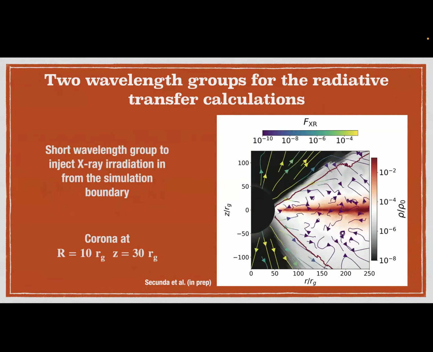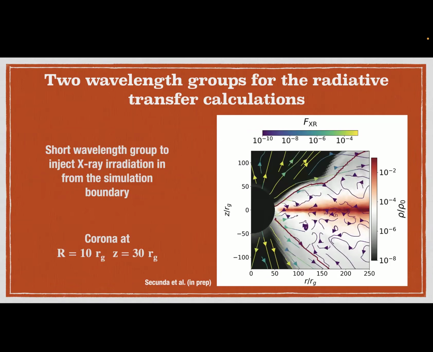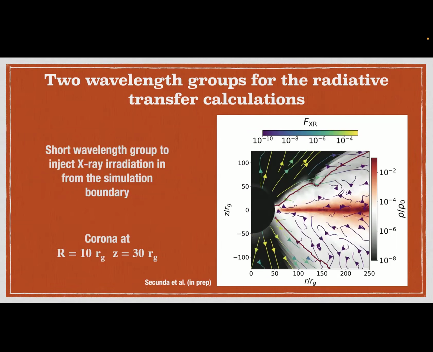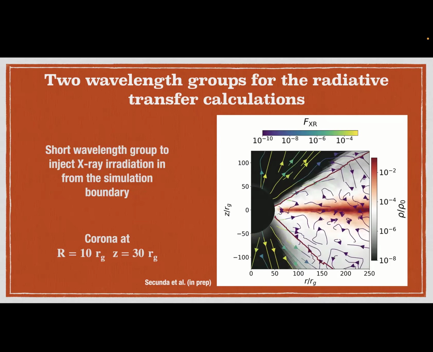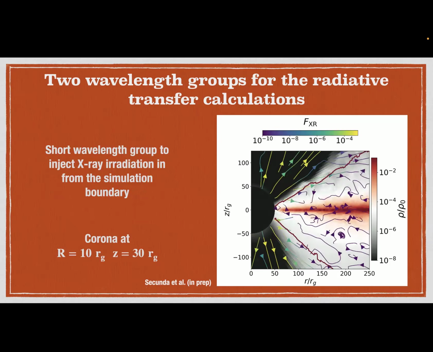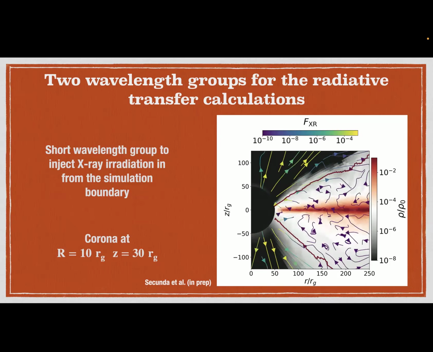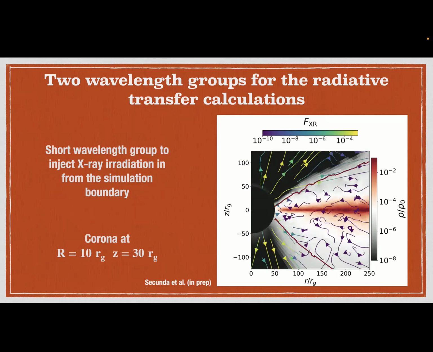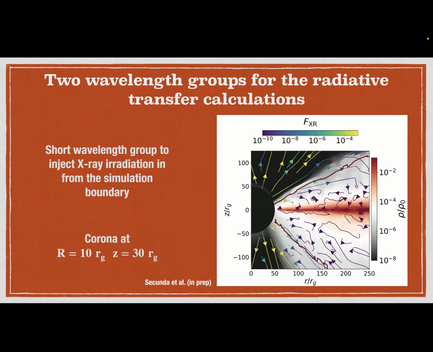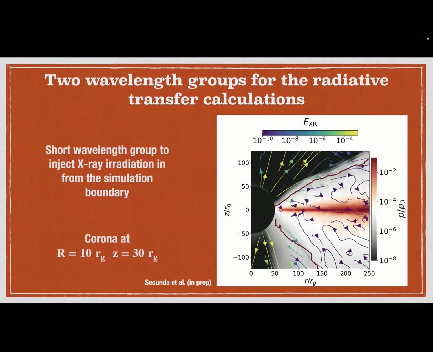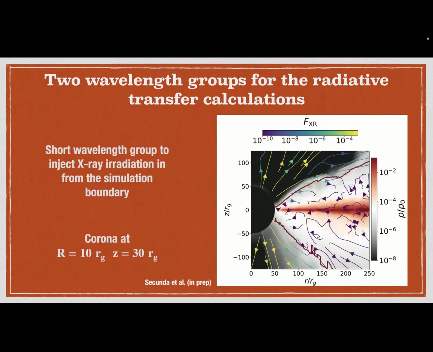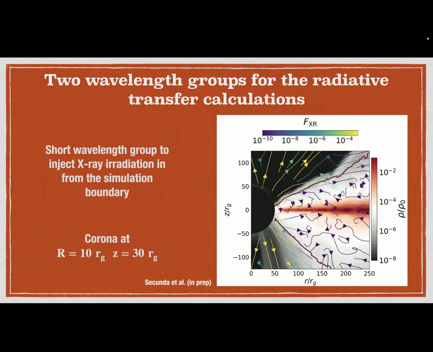And then the second group is going to be that short wavelength group, which we're going to use to inject X-ray irradiation in from the simulation boundary as if it is coming from a corona at a cylindrical radius of 10 RG and a cylindrical height of 30 RG. So now we have some geometry, unlike in the shearing box simulations, for this corona. And again, you can see the X-ray flux coming into the simulation box and irradiating the disk.